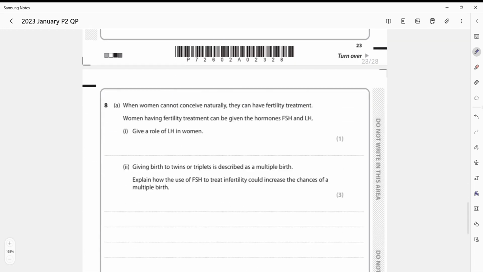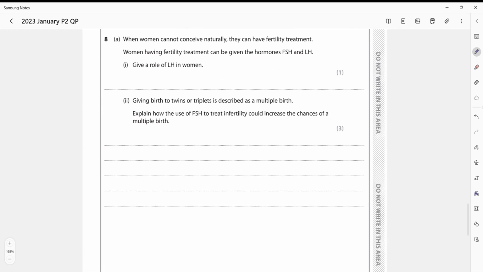Okay, let's move on to question 8. When women cannot conceive naturally, they can have fertility treatment.